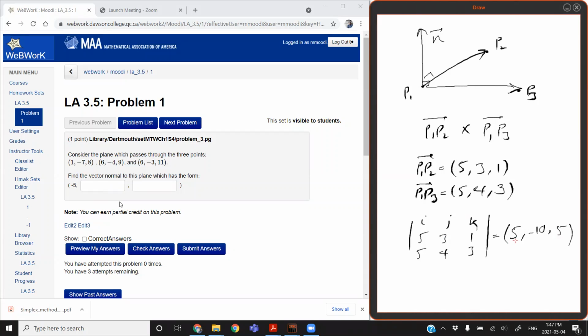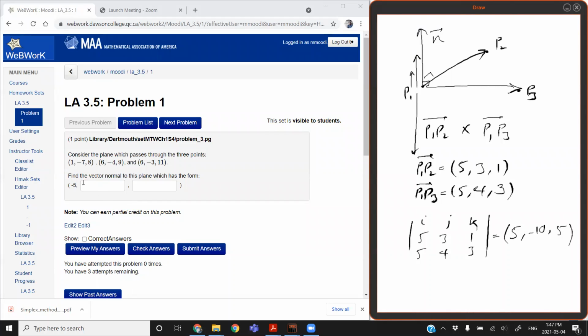So it could be 5, negative 10, 5, or any scalar multiple of that, because notice that any scalar multiple of this is also going to be orthogonal to the plane. So for example, if n is this, half of n, or a quarter of n, or negative 2n, all of them are going to be orthogonal to the plane.